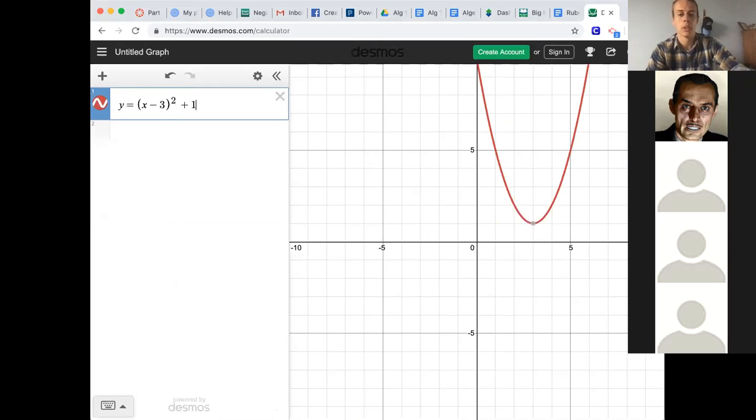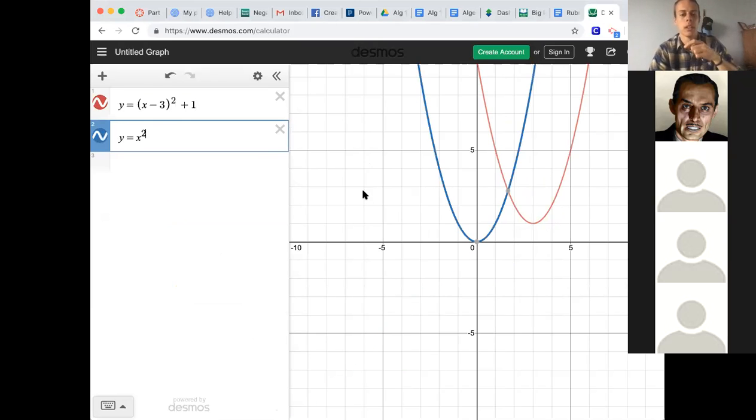Squared, and then we have a plus 1. Do you see where our vertex is? If we compare this to our original graph, y equals x squared, our vertex moved to the right 3, like we said, and then up 1.